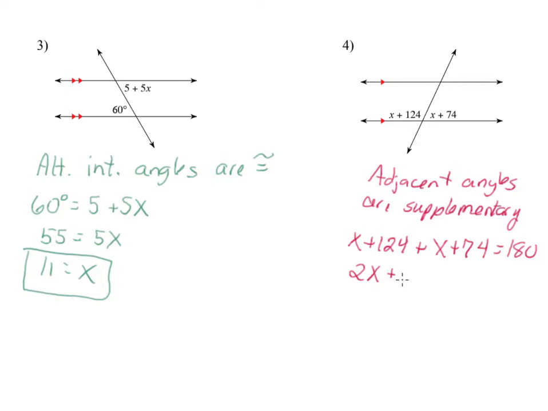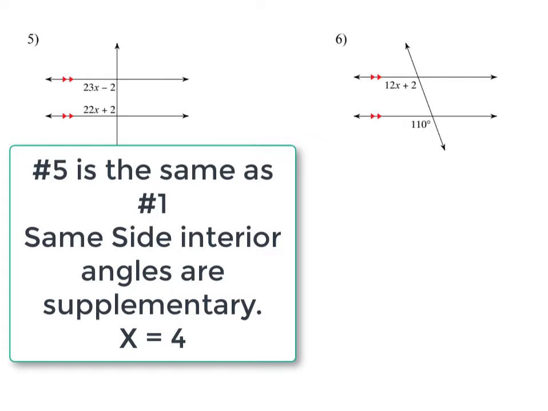Combining like terms, and then subtracting 198 from each side and dividing by 2, x is equal to negative 9. X can be negative. Number 5 is just like number 1, so I'm going to skip it. If they're same side interior angles and supplementary, you should get an answer of x equals 4.